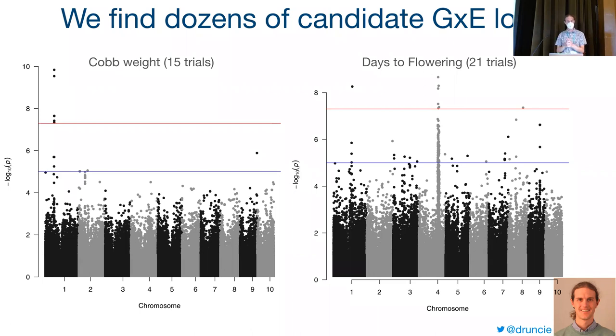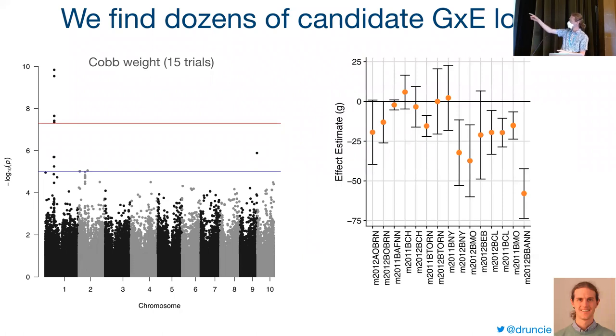In total, across the six traits, there are dozens of candidate loci that seem to control or be associated with gene environment interactions. Just to pick out one of them, this is the top peak on the left for cob weight, and the estimated effect sizes of that locus in each of the 15 trials. And you see why the model is saying that this should be G by E. There's a large effect in this trial on the right, medium effects in some other trials, and little effect in another one. So it's picking up what we wanted to pick up.